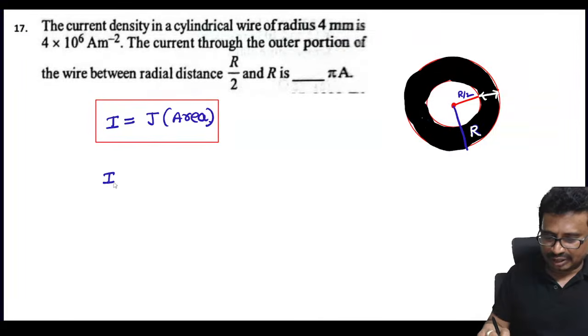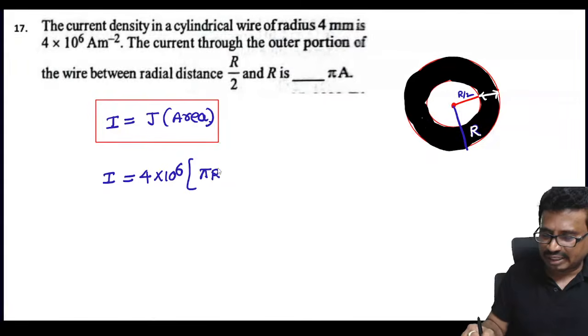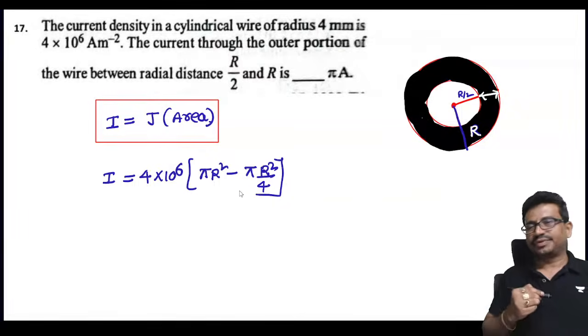So I is equal to J value 4 into 10 power 6, and the area required is pi R square minus pi R by 2 whole square, that is R square by 4. Check this, all of you.